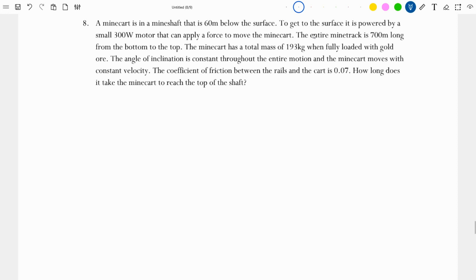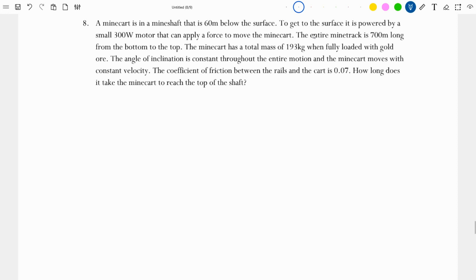In a mine shaft 60 meters below the surface. To get to the surface, it's powered by a small 300-watt motor. The entire track is 700 meters long from bottom to top, so I'm guessing it's like an inclined plane. The minecart has a... Actually, this question I didn't read very carefully before. I'm figuring this out for the first time. The cart has a total mass of that, fully loaded.